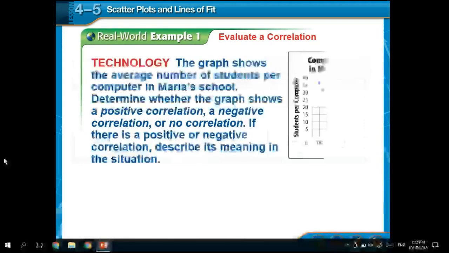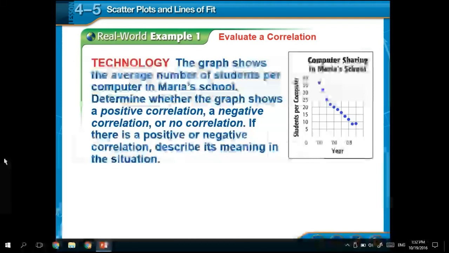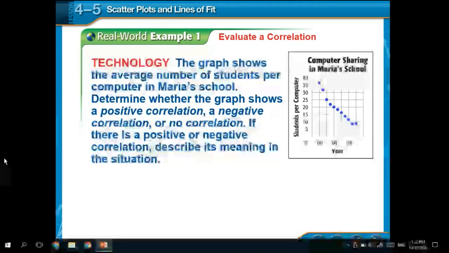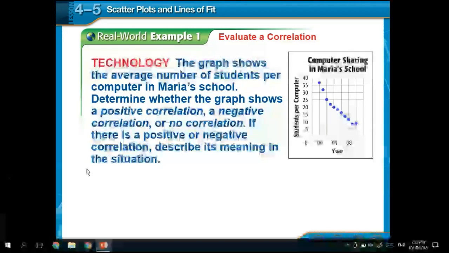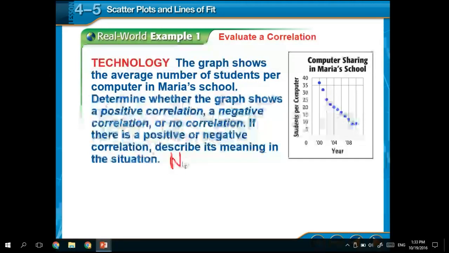The graph shows the average number of students per computer in Maria's school. Determine whether the graph shows a positive correlation, a negative correlation, or no correlation. If there is a positive or negative correlation, describe its meaning in the situation. We're talking about computer sharing here at this school. Does the data look like it's increasing or decreasing? As you move from left to right, it is decreasing. So this is a negative correlation.